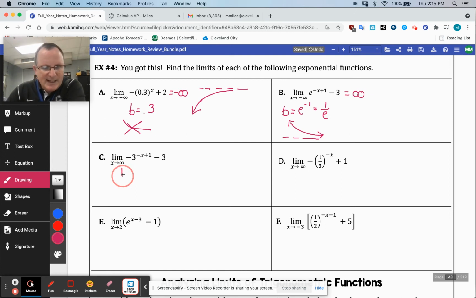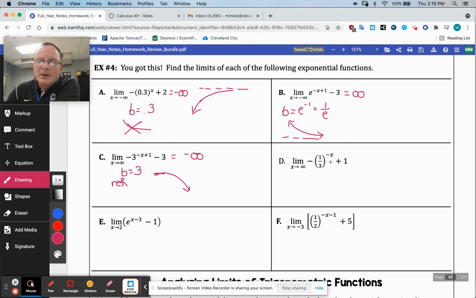Now on number C, we have 3 as our base, but then we do have a reflection. So instead of being a typical one that would go up like that and increase, because of the negative it has been reflected, and so it's going to look like this. But we're approaching positive infinity, so that's going to be falling. This thing is decreasing because of the -1 here, and so this one is falling to negative infinity.